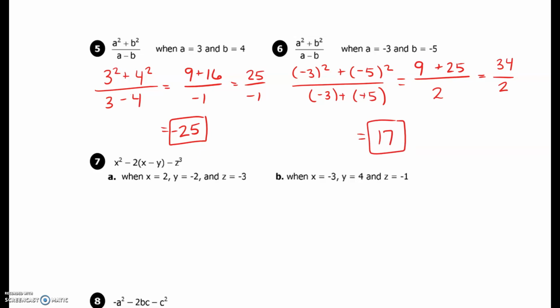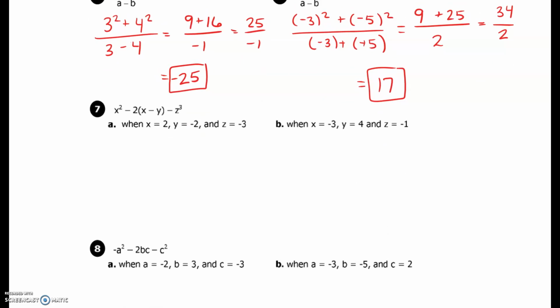You have two final questions, number 7 and number 8. The same expression is given for both, but you're given two different sets of numbers to plug in. I'd like you to practice substituting those numbers and plugging them in, and when you are done, please submit your answers for questions 7A, 7B, and 8A and 8B.